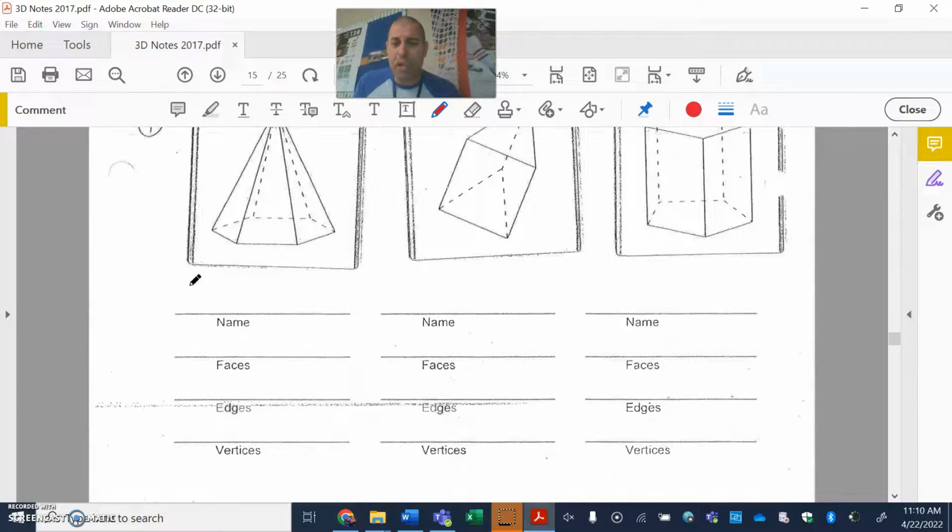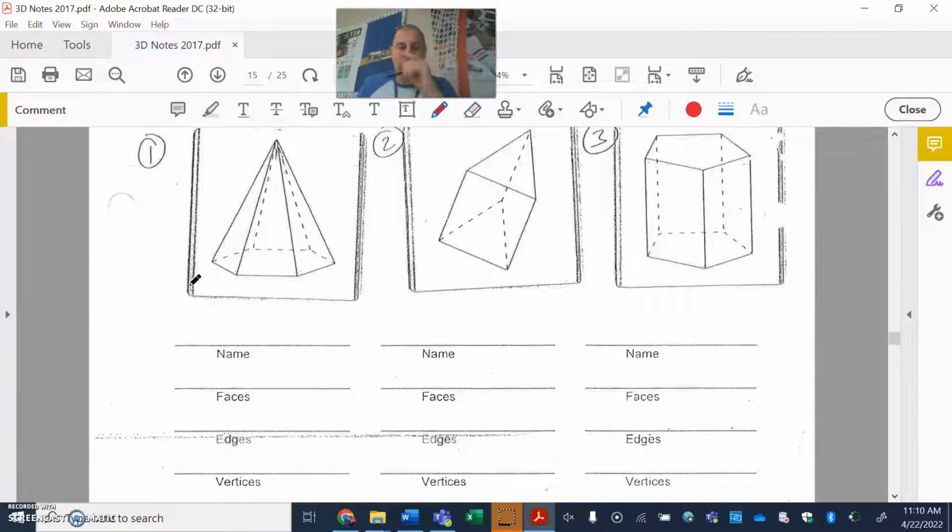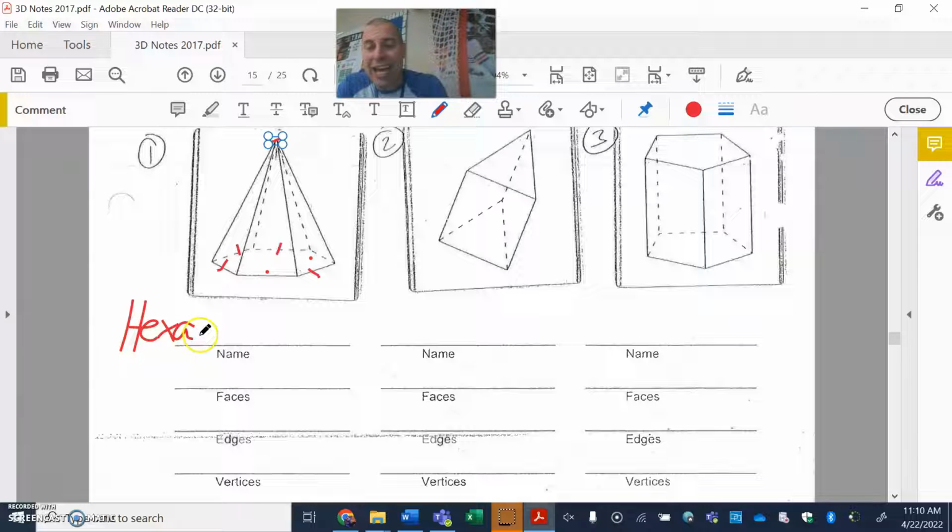Yeah. So here we go. All right, so let's take a look at this here. So we're talking about the name of this particular shape. Well, I see it's meeting at a point, so that tells me it's a pyramid, and the shape at the bottom has 1, 2, 3, 4, 5, 6. 6, that makes it a hexagon. So we've got ourselves a hexagonal pyramid. All right.